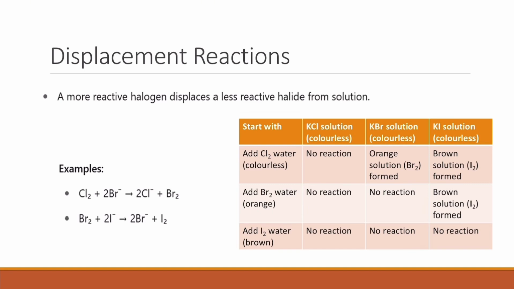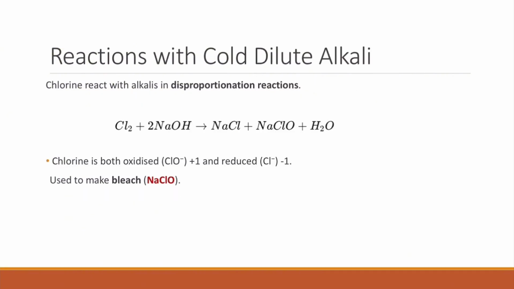That leads to a change in the color of the solution when you add chlorine to either potassium bromide or potassium iodide, because of the release of the bromine, which turns the solution orange, or the formation of the iodine, which turns the solution brown. In the same way, bromine will only displace the iodide, but not the chloride. And finally, the iodine will not displace either of the two.